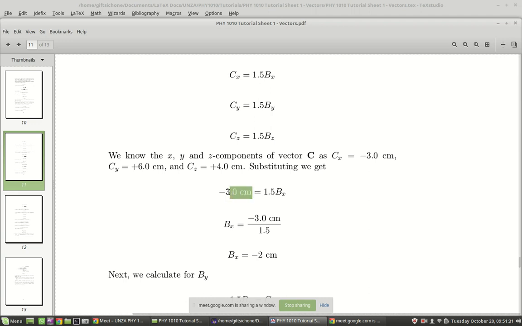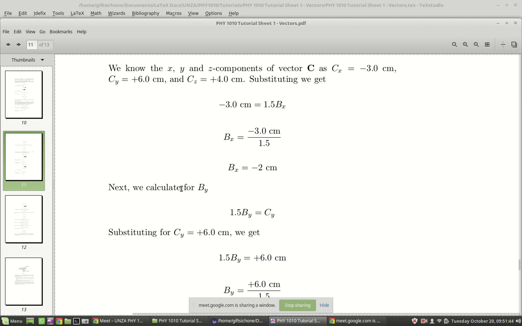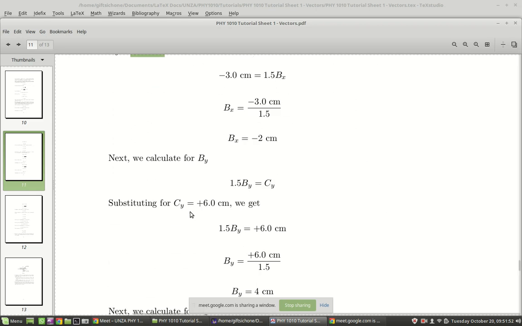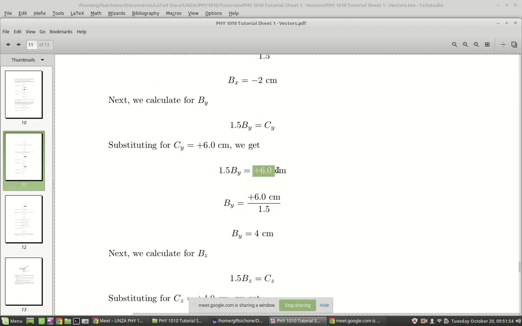For Cx, which was minus 3 centimeters, minus 3 centimeters equals 1.5 Bx. So we work out Bx and we found Bx to be minus 2 centimeters. Same for By: 1.5 By equals Cy, and Cy is plus 6 centimeters. So we made By the subject, worked it out, and found By to be 4 centimeters.